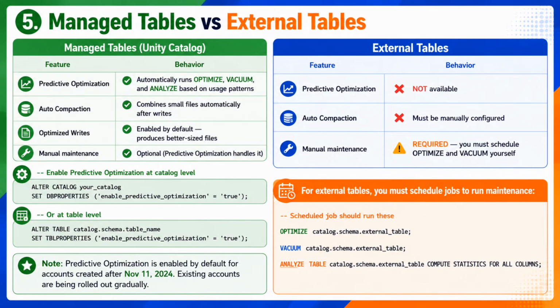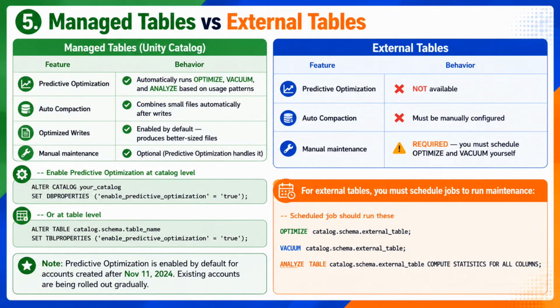Now let's look at external tables. Here, predictive optimization is not available. Auto-compaction is not automatically provided, so it must be manually configured, and manual maintenance is required. You need to schedule your own Optimize and Vacuum operations. For external tables, a scheduled job should run maintenance commands such as OPTIMIZE catalog.schema.external, then VACUUM catalog.schema.external, and also ANALYZE TABLE catalog.schema.external COMPUTE STATISTICS FOR ALL COLUMNS.